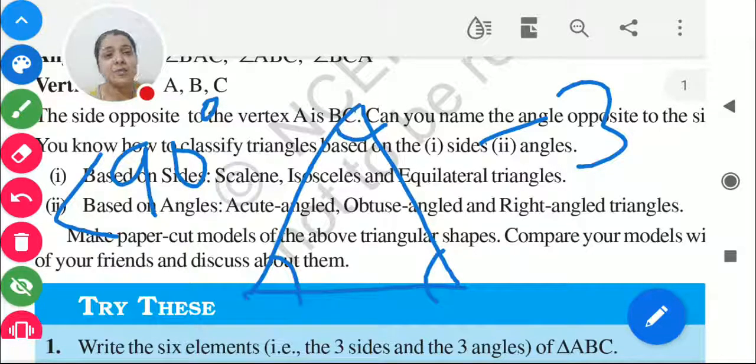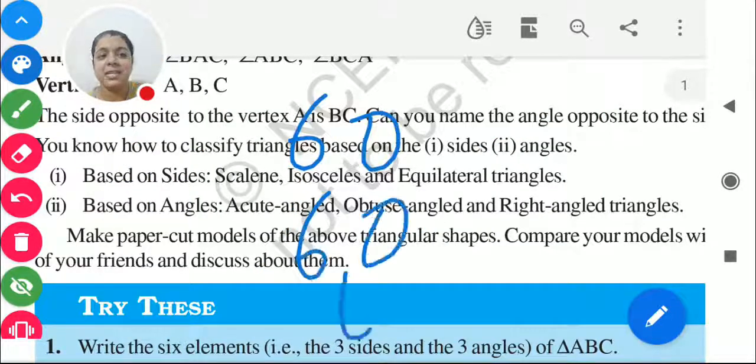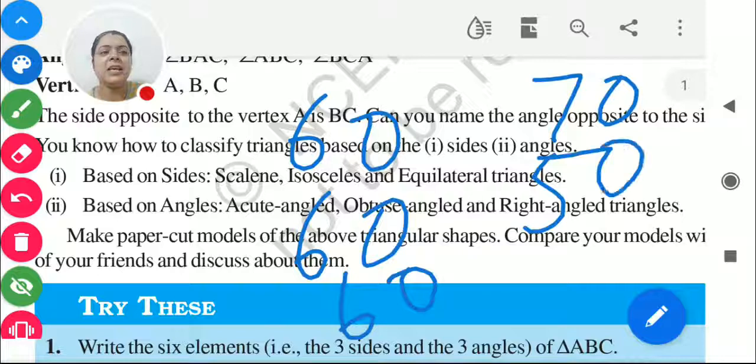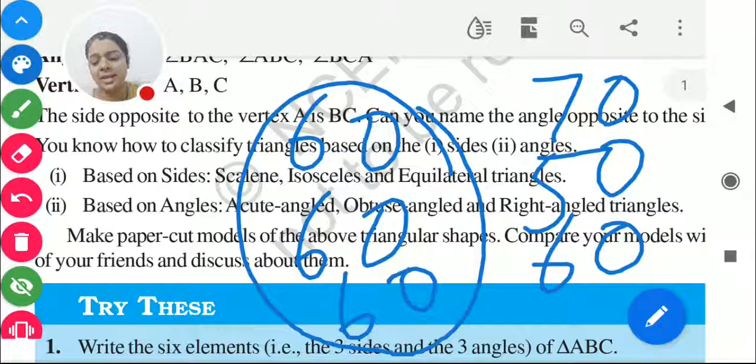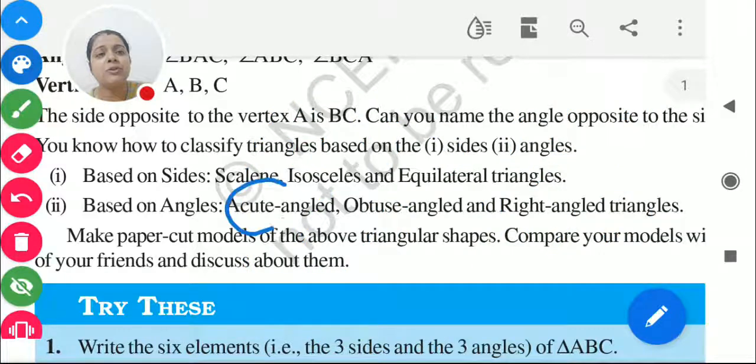Acute angle triangle means all the 3 angles are supposed to be less than 90 degree. Now you may have a feeling, is it possible that all of them are less than 90 degree? Yes, it is undoubtedly possible. We can take it as 60, 60, 60. If you take 60, 60, 60, it is 180. If you take 70, 50 and 60, again it is 180 degree. But what is common here in both? Each and every one is less than 90 degree. So remember, acute means less than 90 degree, so in an acute angled triangle all the angles must be less than 90 degree.